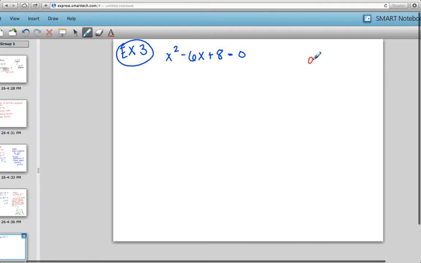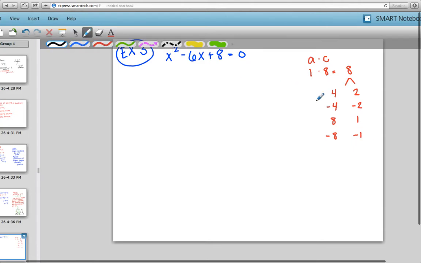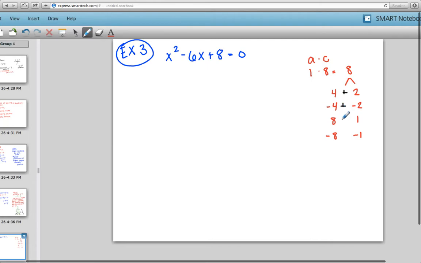I'm going to multiply a times c, which is 1 times 8, which equals 8. And I'm going to list out my factors of 8. That would be 4 and 2, a negative 4 and a negative 2, 8 and 1, and a negative 8 and a negative 1. And my next step is to add these together and see which one gives me my middle term value. So 4 plus 2 is 6. Negative 4 plus negative 2 is negative 6. 8 plus 1 is 9. Negative 8 plus negative 1 is negative 9.